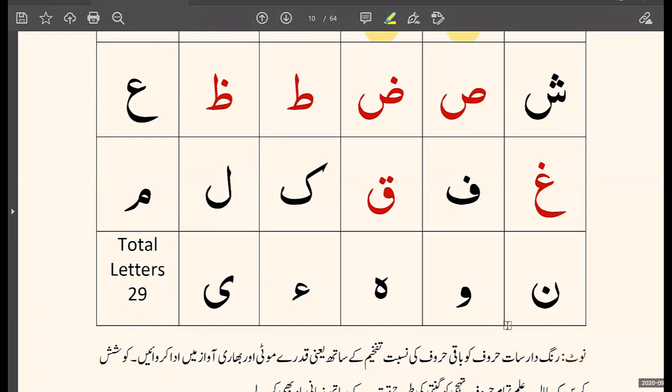You remember when you say noon, there should be no tinge or trace of nasal sound in between. Noon, not like that. Noon.